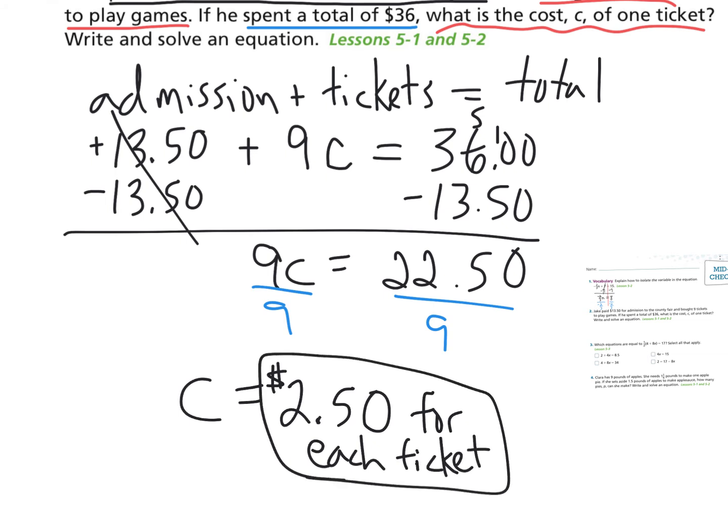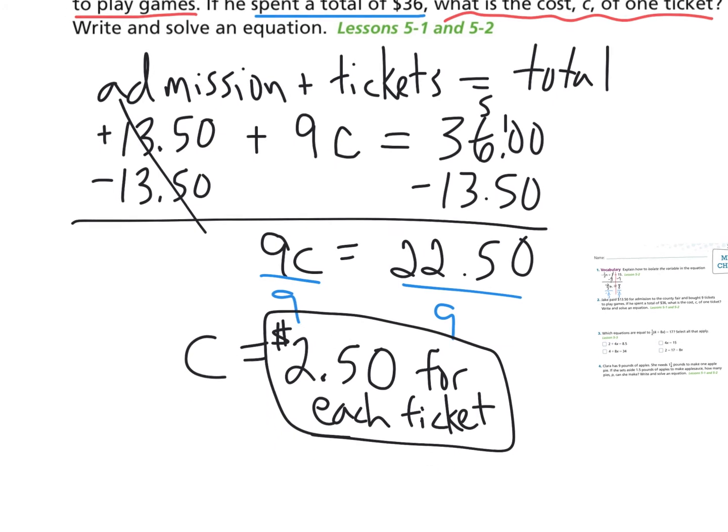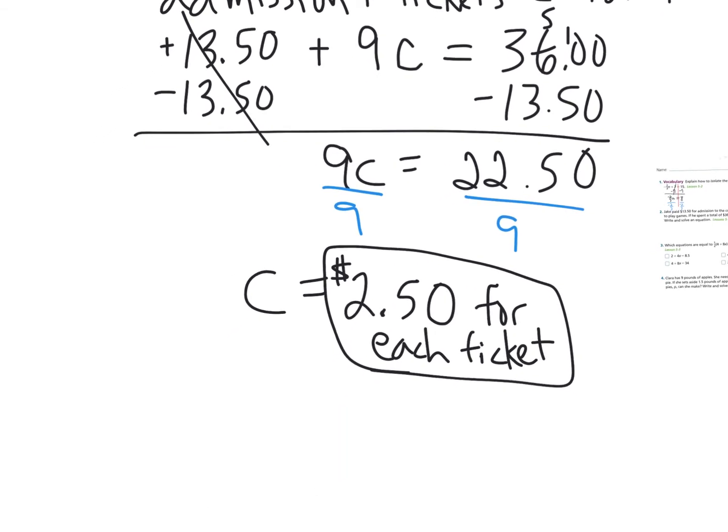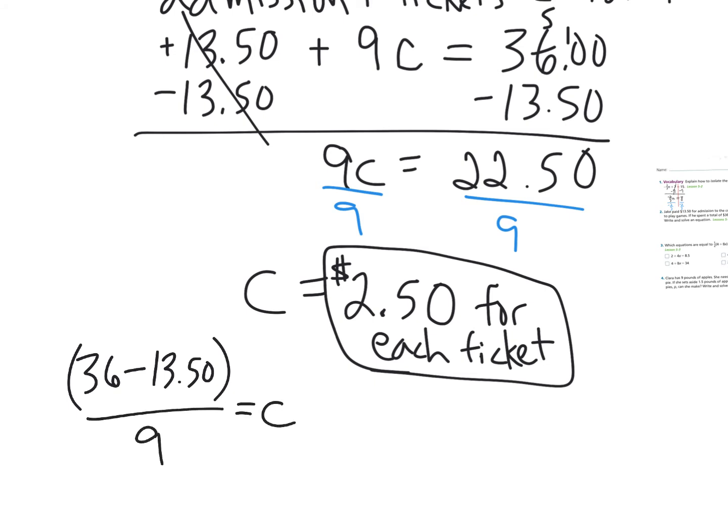And we could actually write out a sentence there, make it a little bit nicer if you wanted. Like a lot of these problems, this one has other ways that we could have set that up as well. You could have said, well, it was $36 minus the $13.50 for admission, that would be how much he paid for the tickets altogether, and then if you divide that by 9, that would give you the cost of one ticket.